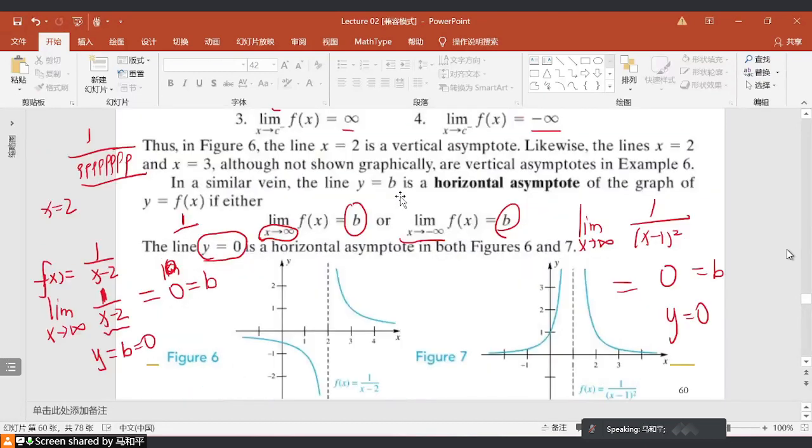Okay. Now, do you understand vertical asymptote and horizontal asymptote? Do you know how to find asymptotes? Any questions? Okay, we continue.